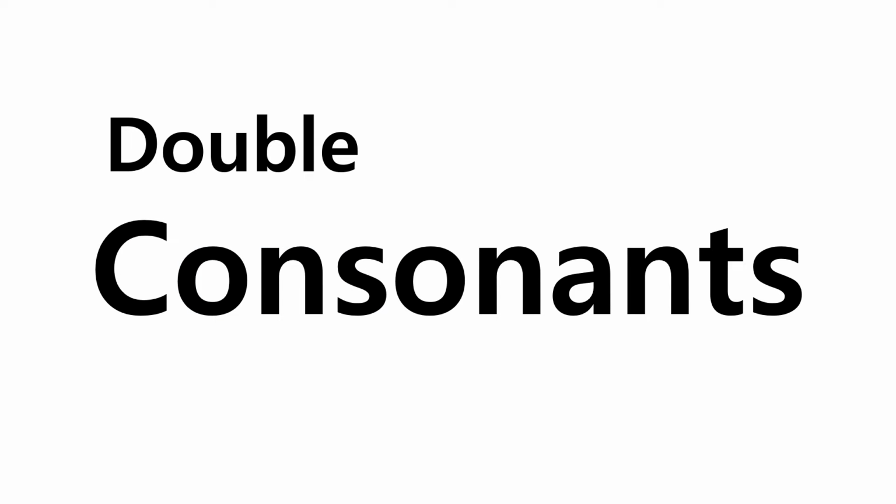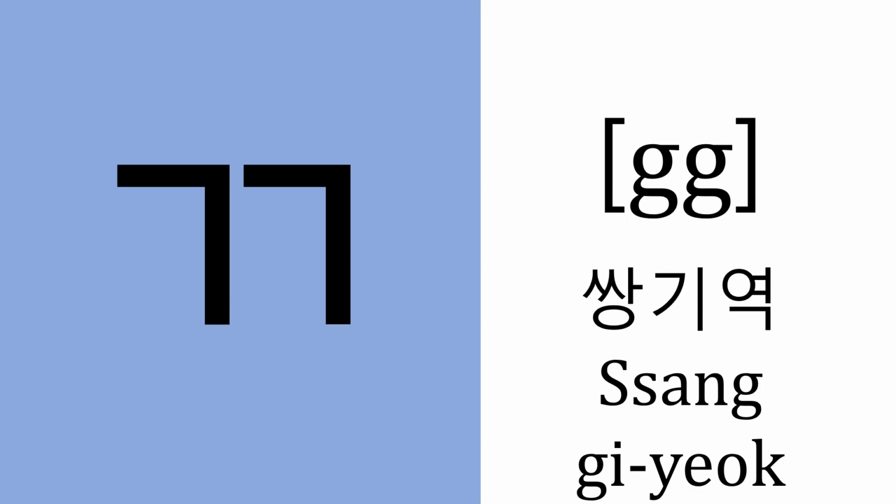Now, double consonants. Double consonants are formed by duplicating basic consonants. There are only 5 double consonants. This is 쌍기역, and it sounds 끄.